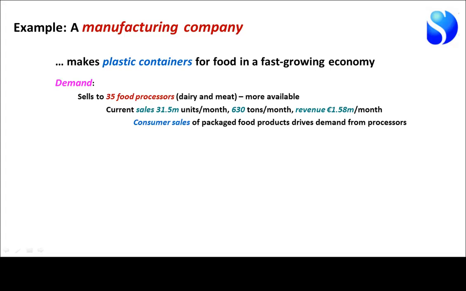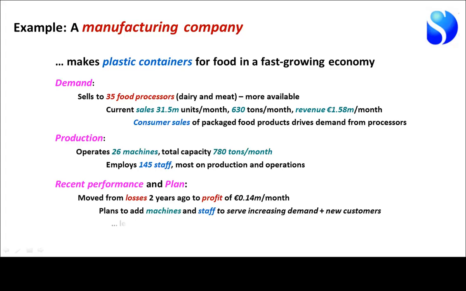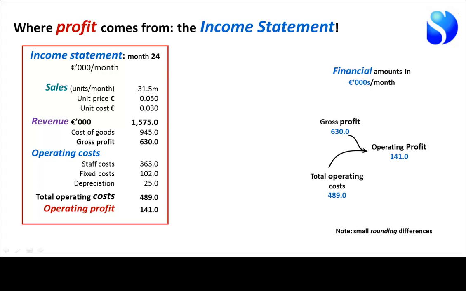We've got information on what their sales are, and we know that consumer sales is driving demand for this company's products. We provide some information about their production operations and the capacity of those machines. We tell them how many staff there are, and then we talk about the performance and the plan. This company has moved from losses to profits and plans to add machines and staff to serve increasing demand. If you want to find out more about this, if you're a registered academic, this example is developed in full in the course.